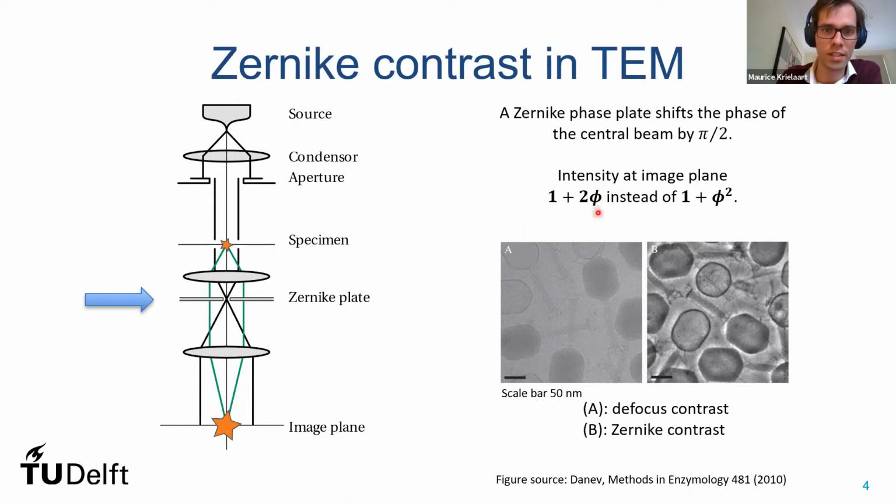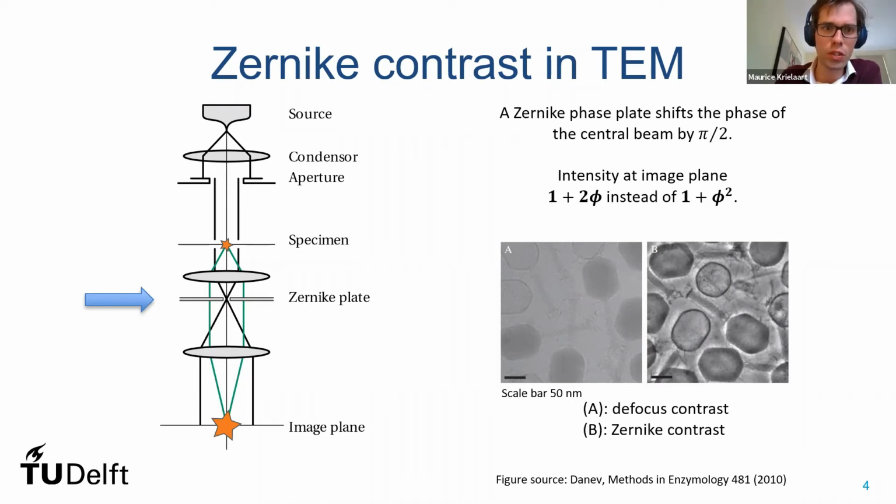If phi is the phase modulation that you get from your specimen, you go from 1 plus phi squared, with very small phi that's basically just 1, not too much contrast, to 1 plus 2 phi, so already a lot better. But graphically, of course, is the most convincing way to see this, right? Going from defocus to Zernike phase contrast, it's really a lot to gain there in terms of imaging.